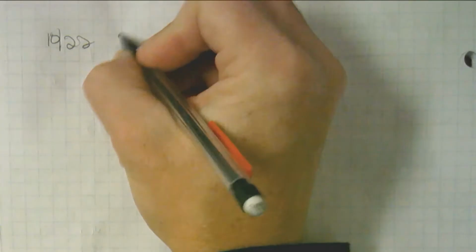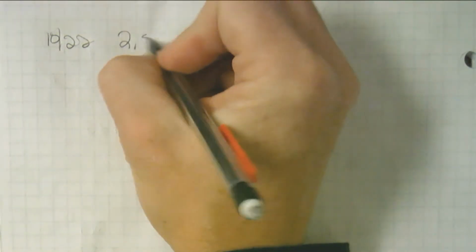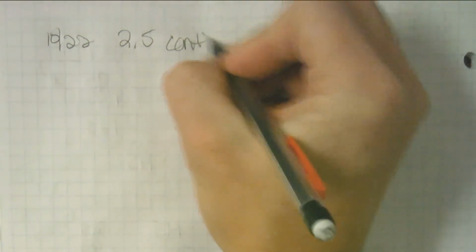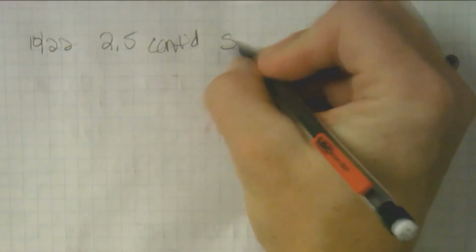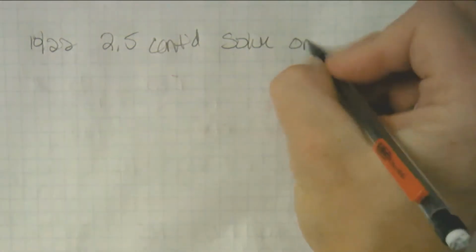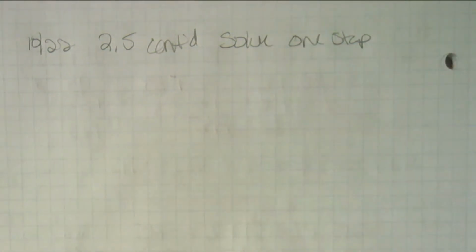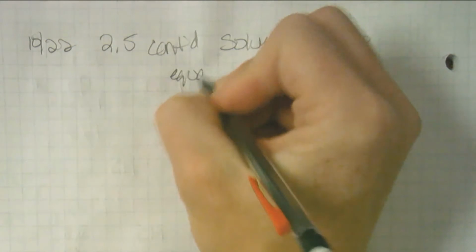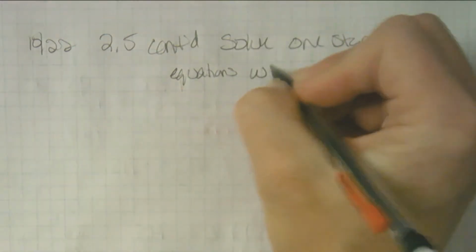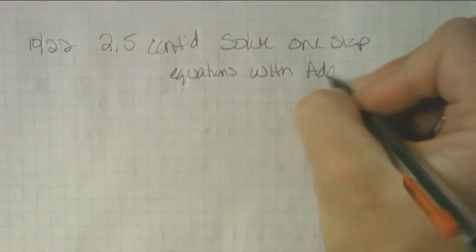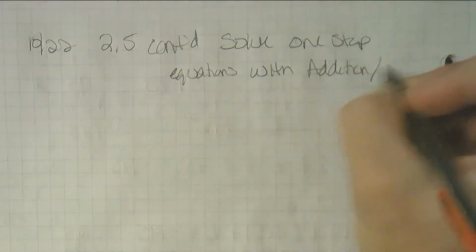So the problems that we've had so far have had subtraction in them, or addition in them. I need to show you when you have subtraction in your problems. So today we are doing 2.5, continued, C-O-N-T-'D, continued. Solve one-step equations with addition / subtraction.